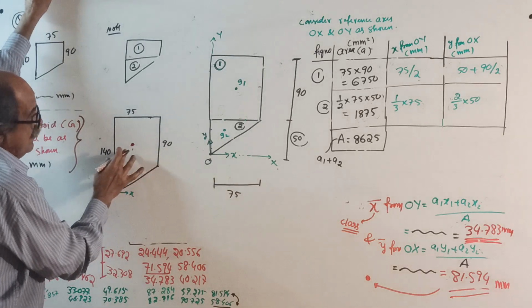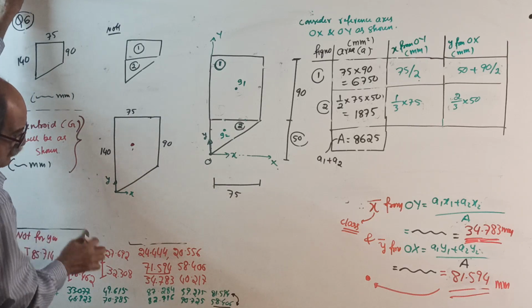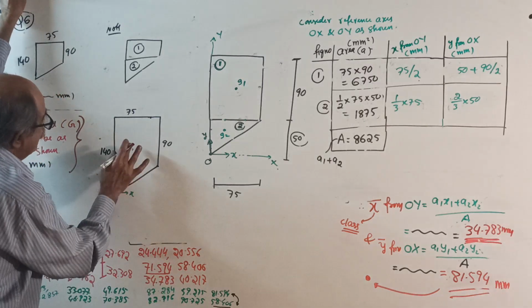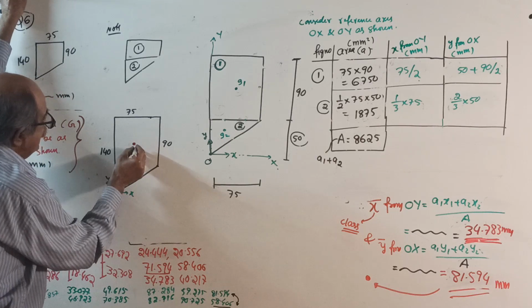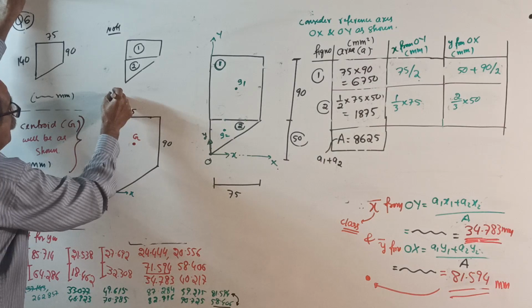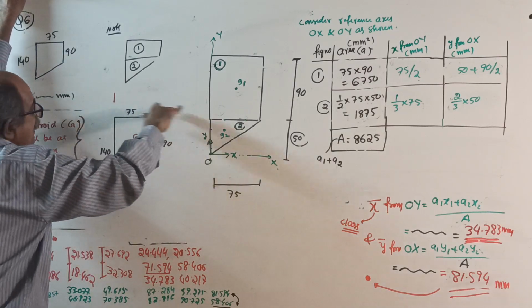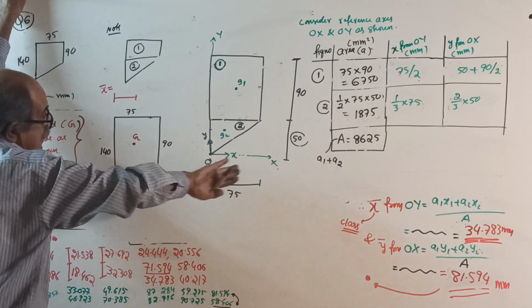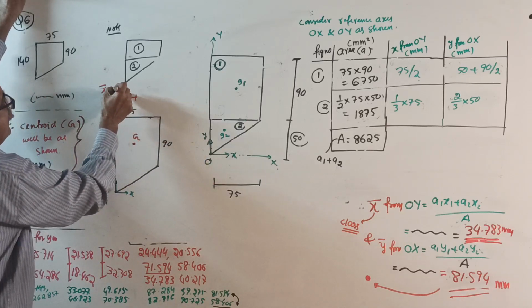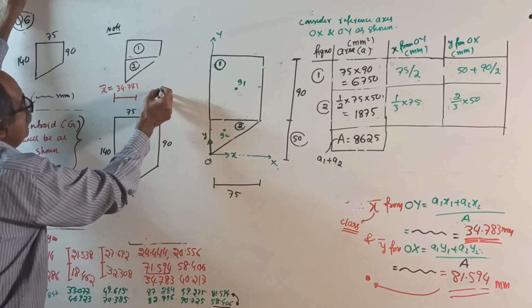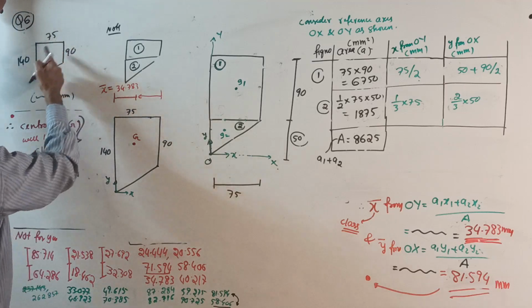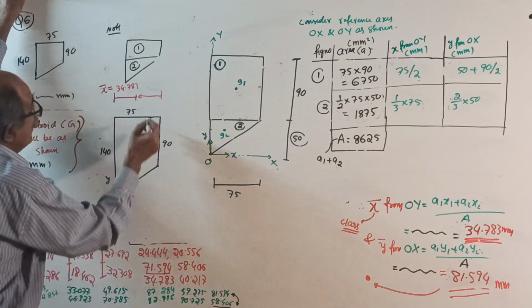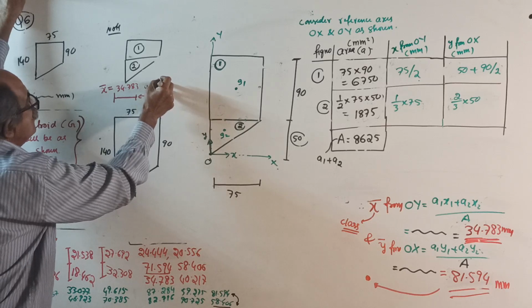Okay, correct? X bar 34. One side is 34. Other is by how much? 34 and 40. Okay, little side. Centroid G. See here. From here, we got x bar. This is your x bar. X, this way, x bar equal to 34.783. If you want from here, you calculate from 75, subtract it. It will come 40.217. You calculate.